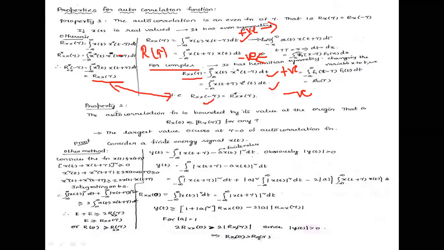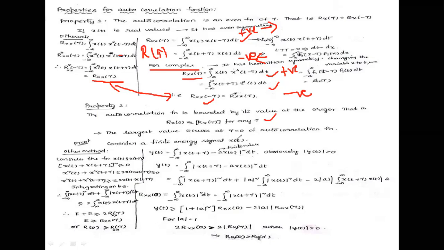The second property says that the autocorrelation function is bounded by its value at the origin. That is, the magnitude of Rxx of tau is less than or equal to Rxx of 0 for any value of tau. The largest value of the autocorrelation function occurs at tau equal to 0.